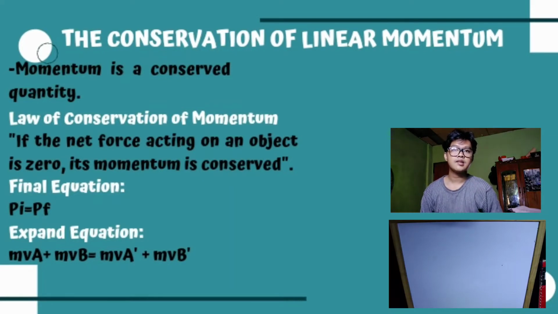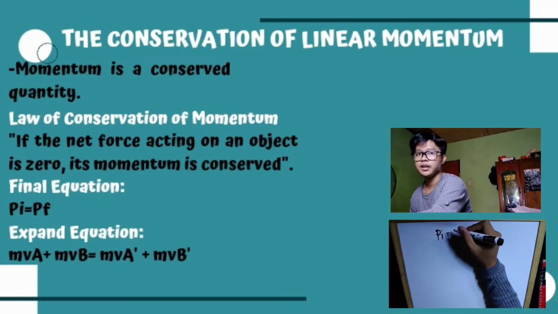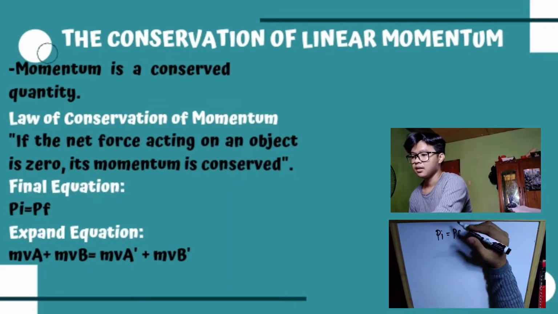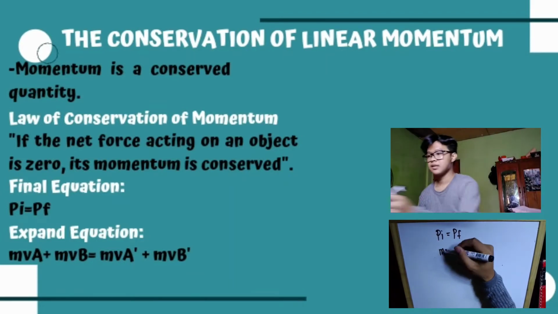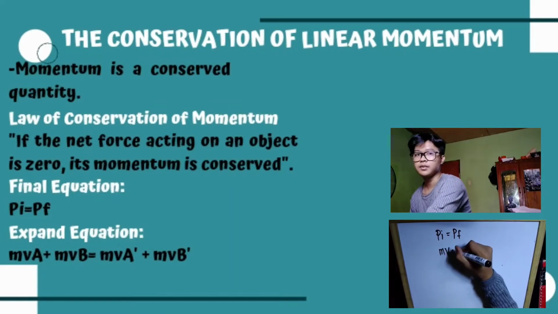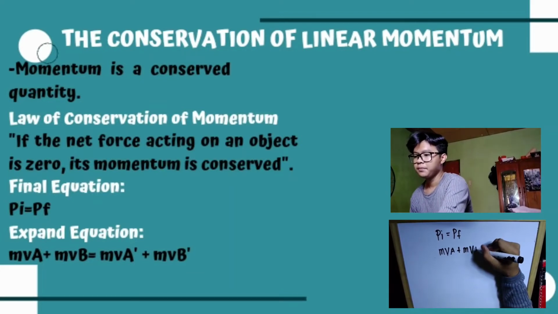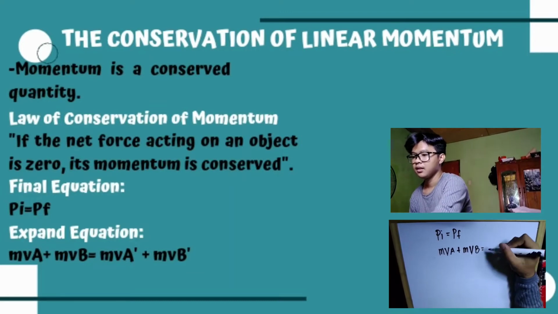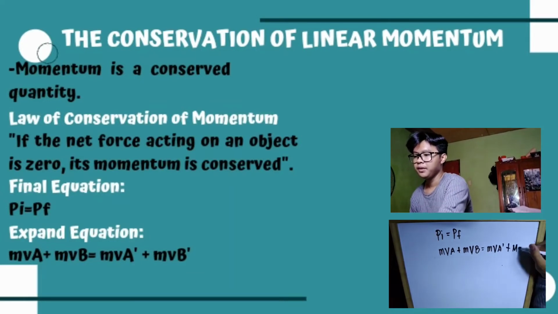So we have the equation P initial equals P final. Expanded, this is mass times velocity A plus mass times velocity B equals mass times velocity A prime plus mass times velocity B prime.